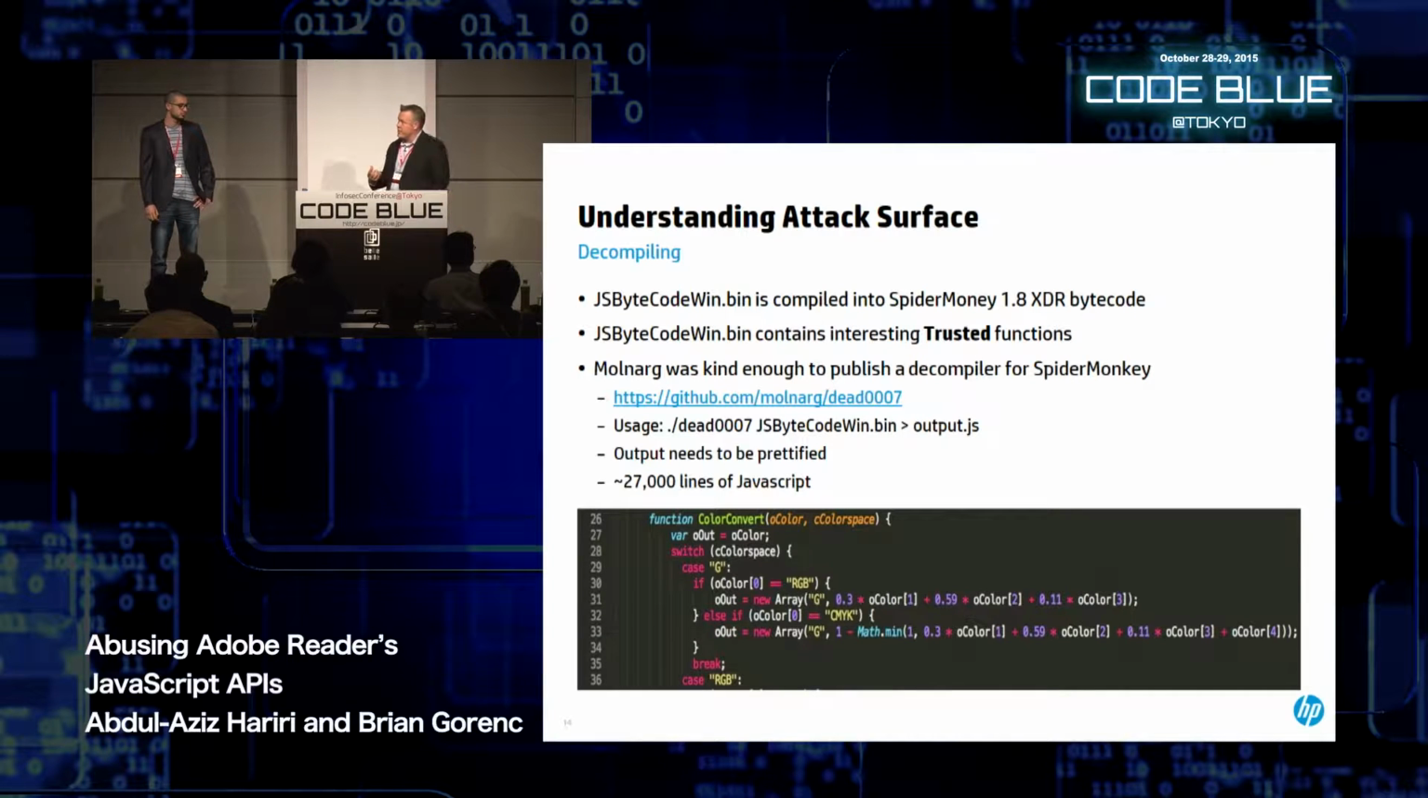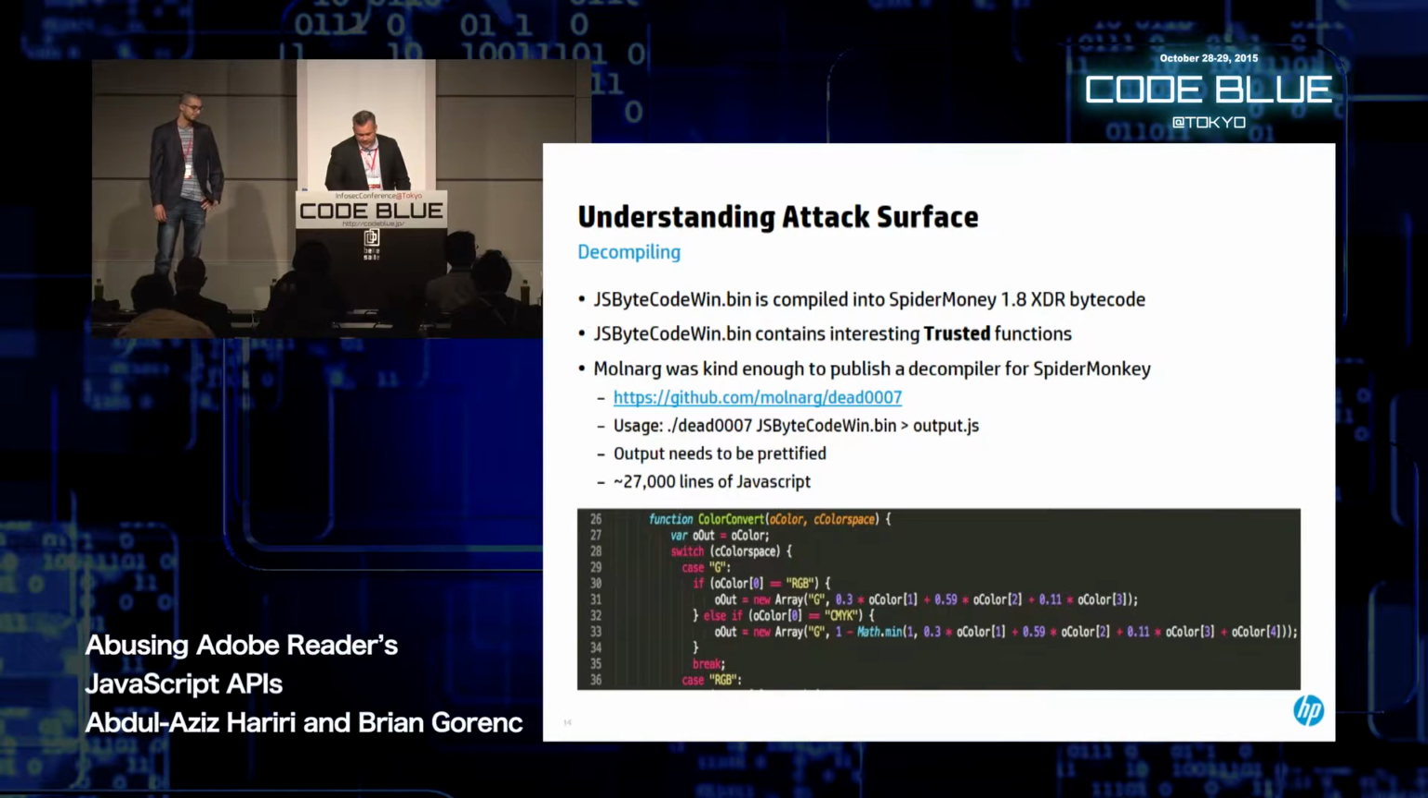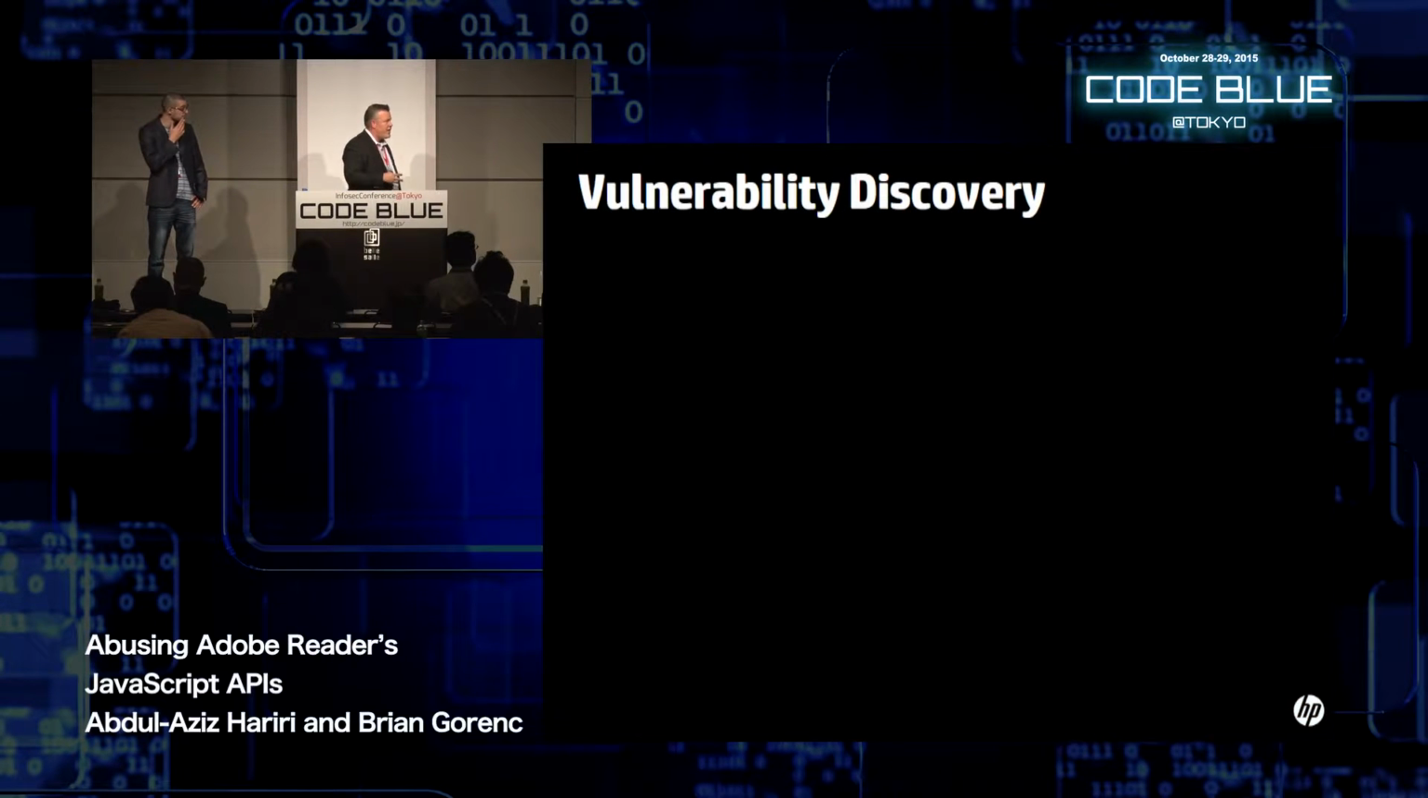And what you see on the screen is about 10 lines of the 27,000 lines that exist in this JavaScript bin file. And you can clearly read that this is the color convert function, and there's some sort of processing going on there that you can then audit for security vulnerabilities. So now we have a really good understanding of the code that exists and what we're going to try to find vulnerabilities in. And so we need to look at how we're going to discover the vulnerabilities in this code base.